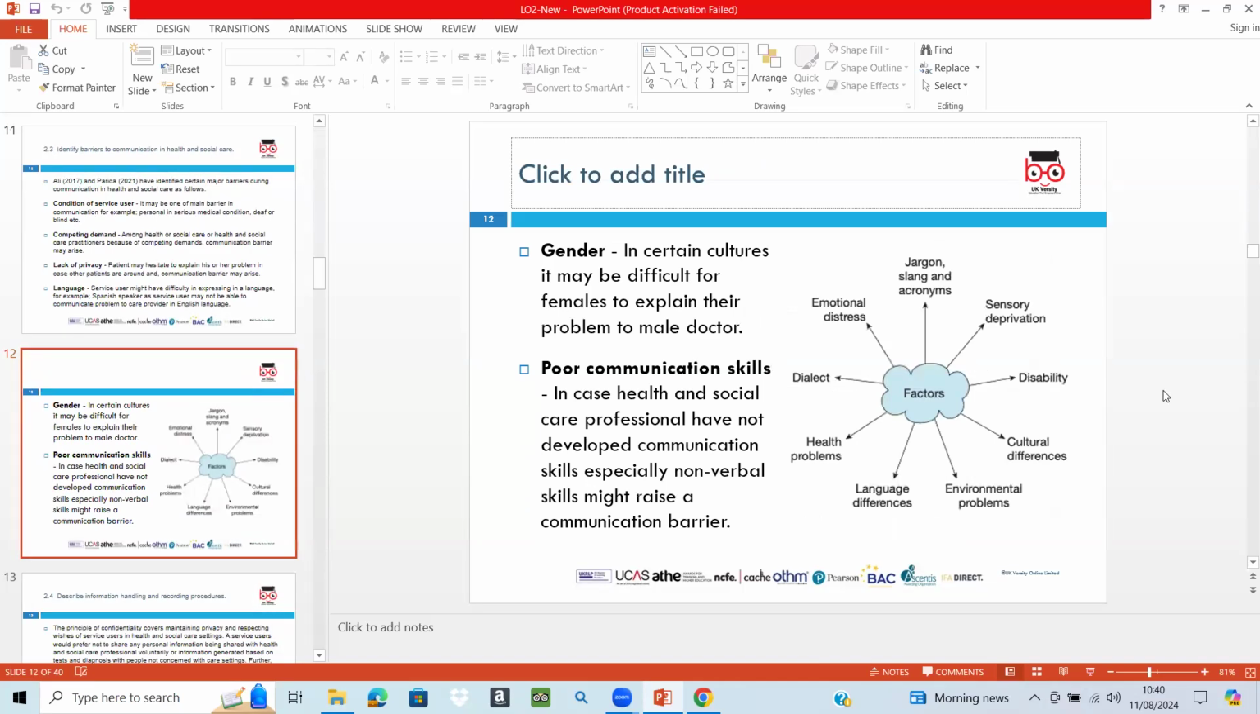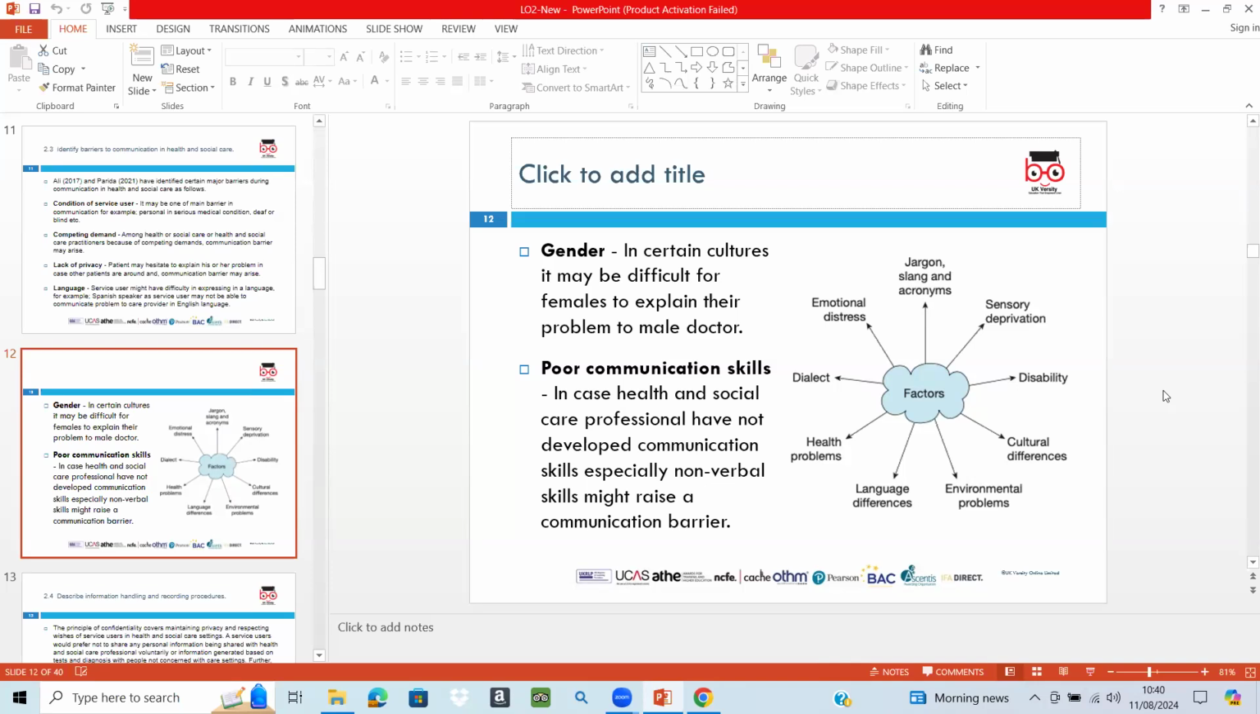Right. So here we have to discuss gender. In some cultures, service users may feel uncomfortable discussing health issues with a healthcare provider of the opposite gender. For instance, a female service user might be hesitant to talk about reproductive health with a male doctor. So understanding and respecting these cultural preferences can improve communication as well.